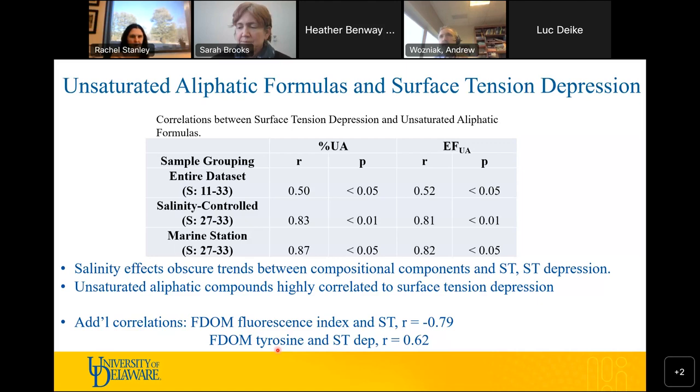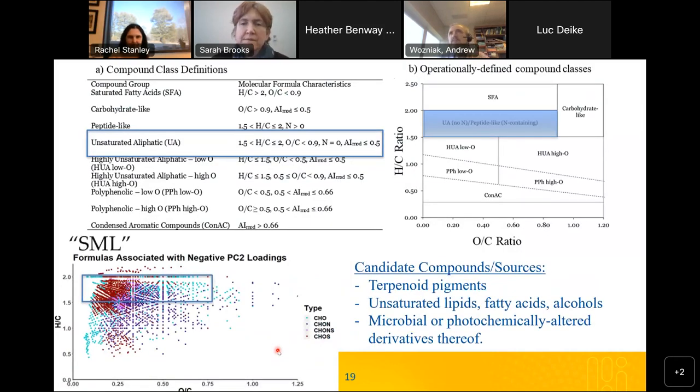If I look at the time, I can try to wrap up here in the next few slides. So where are these formulas? These formulas are showing up here in this region of our Van Krevelen diagram, that region that I've already identified for you as potentially important. These are the characteristics of those molecular formulas that we're using to classify as unsaturated aliphatics. What are the candidate compounds that could lead to compounds plotting in this region? Things like terpenoid pigments, unsaturated lipids, so these are lipids, fatty acids, and alcohols that have double bonds, and then microbial and photochemically altered derivatives of these kinds of compounds.